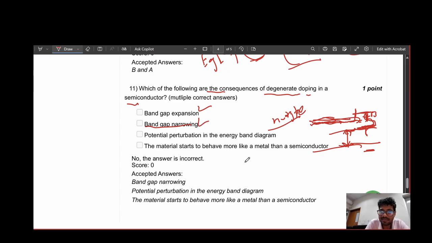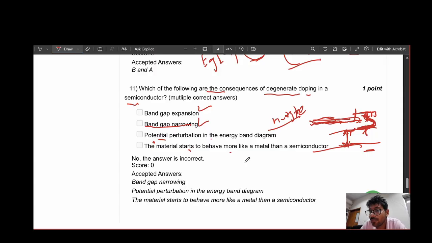So, potential perturbation in the energy band diagram. This is the potential perturbation only, because of the impurity atoms that we have added, which has created its own band, its own energy band. So that is the potential perturbation. And the material starts to behave more like a metal than a semiconductor.